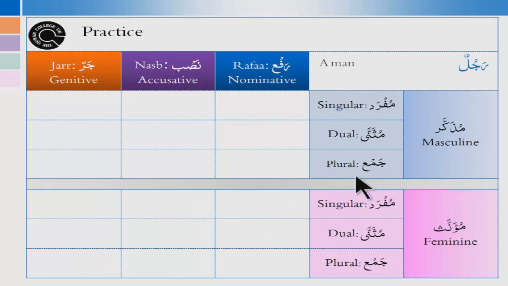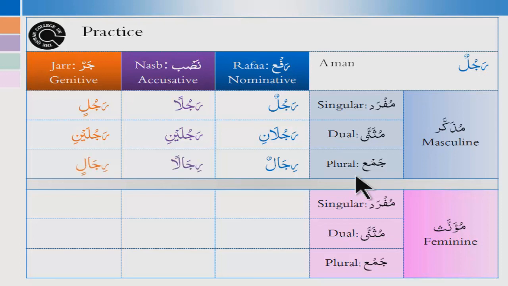And let's practice rajulun, rajulan, rajulin, rajulani, rajulaini, and then rijalun. Rijalun is a broken plural of rajulun, then rijalan, rijalin. You need to find out what template has been used here. That's your exercise.